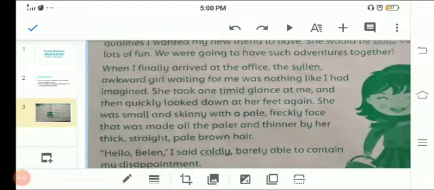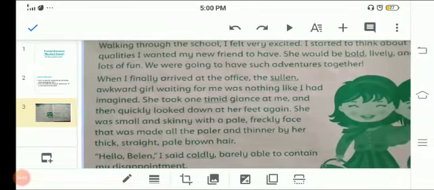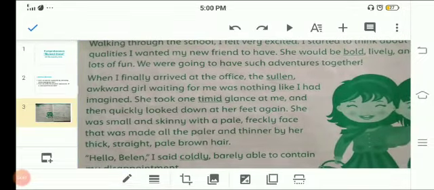Now, what is the next paragraph? When I finally arrived at the office, the sullen, awkward girl waiting for me was nothing like I had imagined. When I finally arrived at the office, now the narrator is telling that when she arrived at the office, the sullen, what is the meaning of sullen?